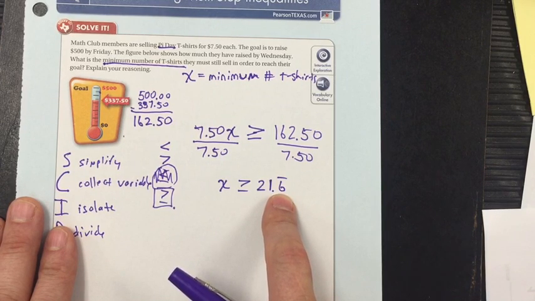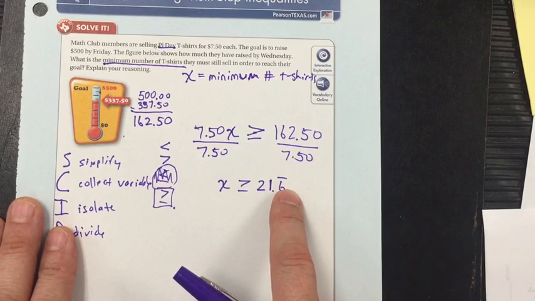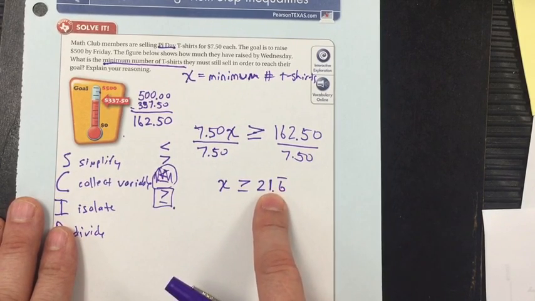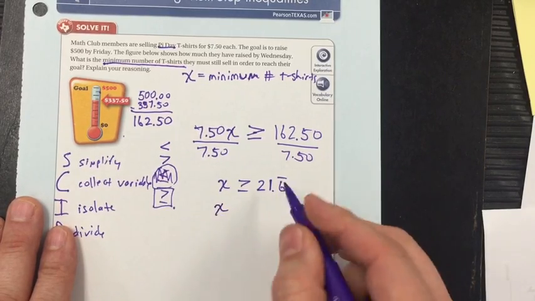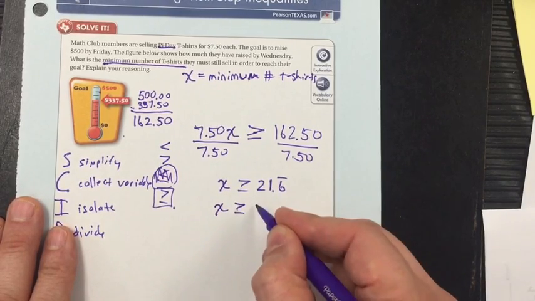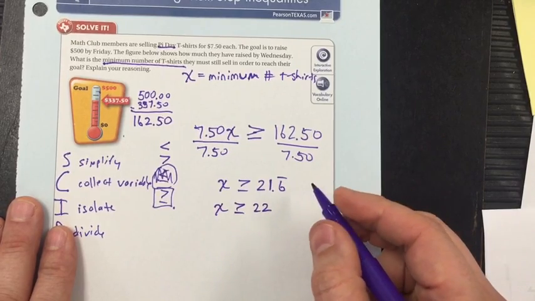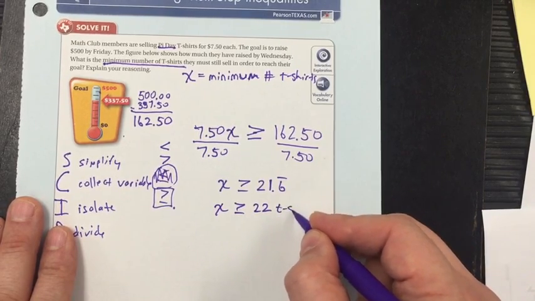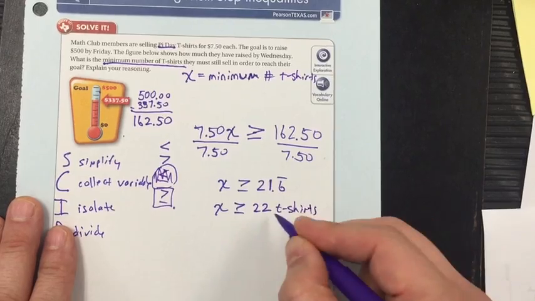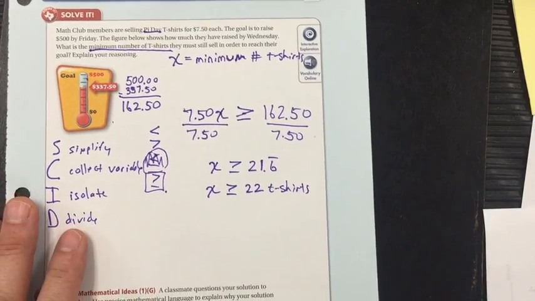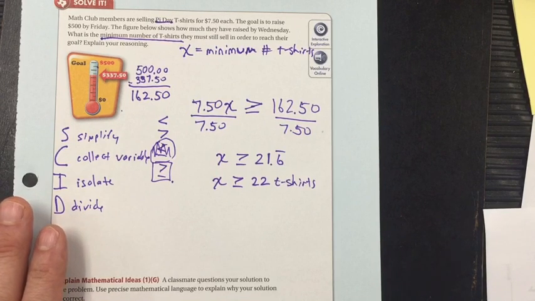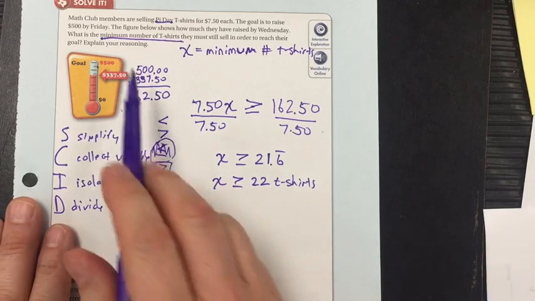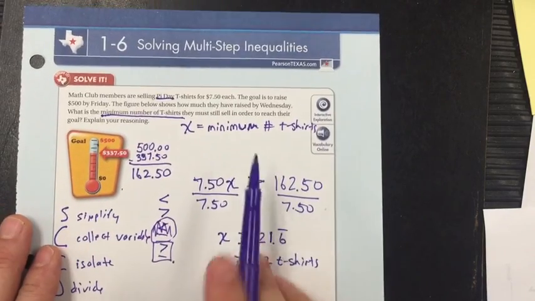Do you see that? Because if we round down to 21, it's going to be not quite enough money. It's going to have to be 22 for it to be reasonable. So we round up. So we're going to say X has to be greater than or equal to 22 t-shirts. And we're going to see a little bit more of that when we do word problems. You have to get your mathematical answer, but then you have to ask yourself, does that even make sense in my situation?